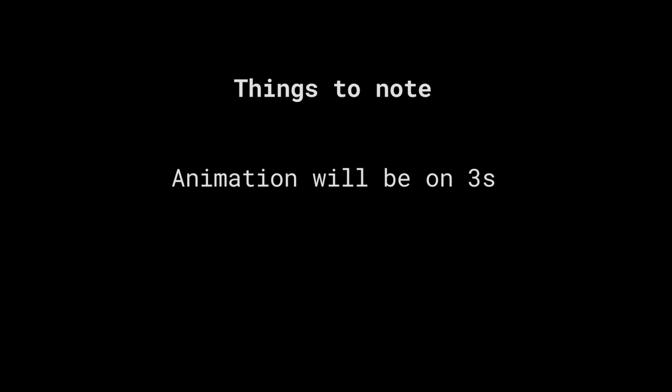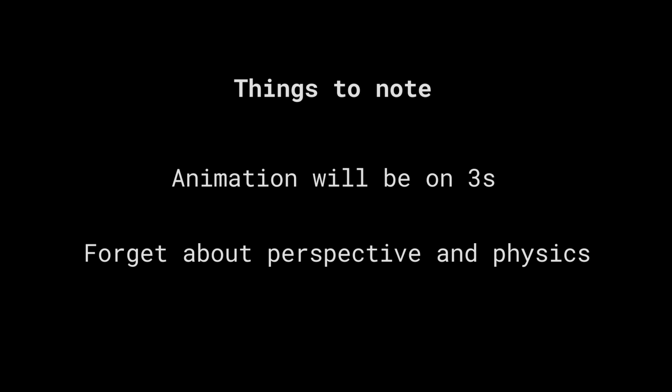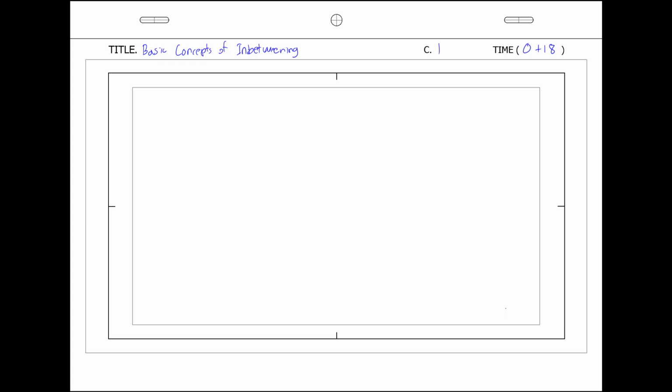I am not a very bright person, so let's make it easy and forget about perspective and physics. Let's say we have a ball and we want to move it at constant speed from here to there in the duration of 21 frames. That would be almost a second.